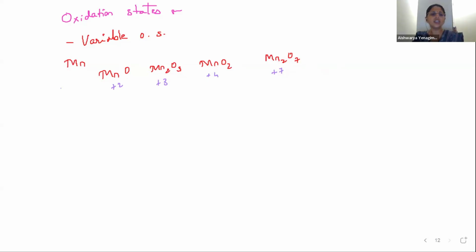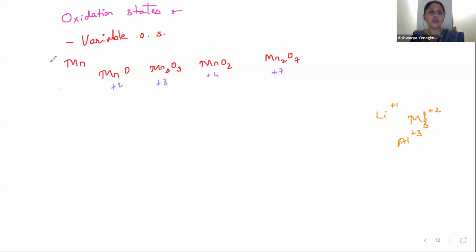This is not the case in S and P block elements. S block lithium is +1 only. In any compound of lithium, be it lithium chloride, lithium bromide, or lithium oxide, it has +1 oxidation state. Any compound of magnesium you take, it is +2. It is fixed. Any compound of aluminum you take, it is +3. So oxidation states are fixed for S and P block.